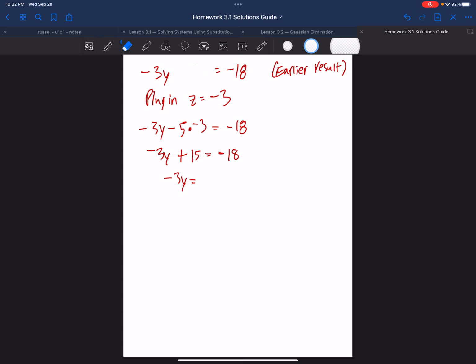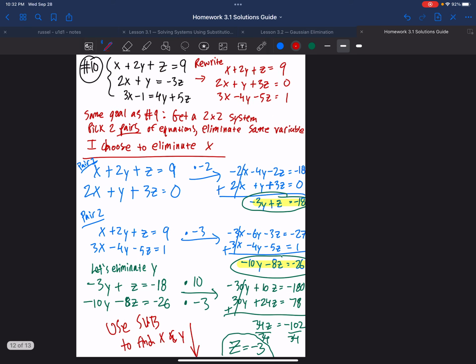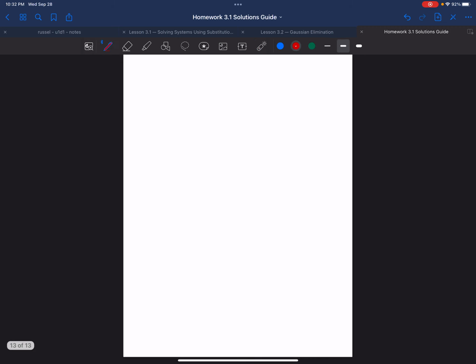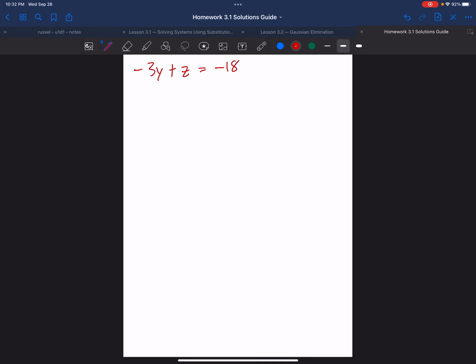That was changed, wasn't it? Yeah, that was changed. Look, that's not the same. We changed that. That was now -3y plus z equals -18. This was an earlier result.